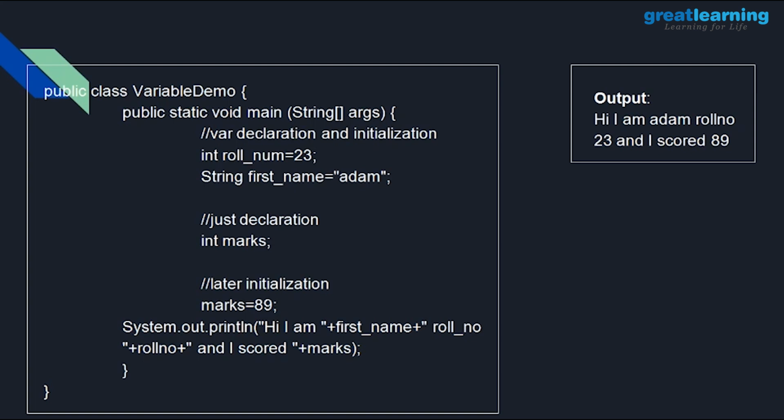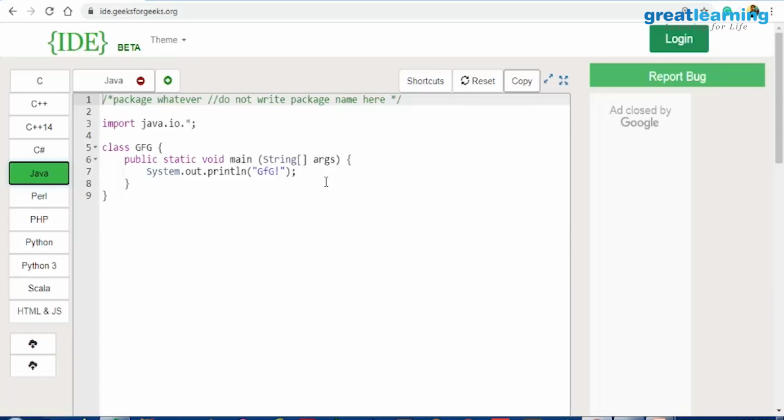Similarly for the name, firstName Adam, right? This is also one way of creating strings. We can create this string with the help of the new keyword as well. Then variable declaration first, that is int marks, then later we do the initialization, that is marks equal to 89. Then we try to print all these values. Now let's do a demo on variables.